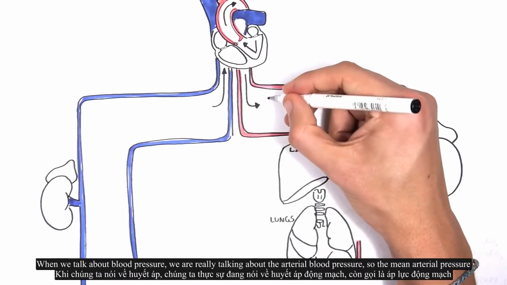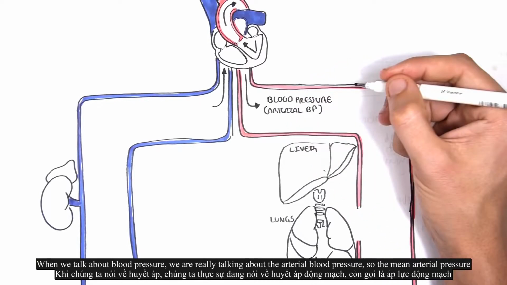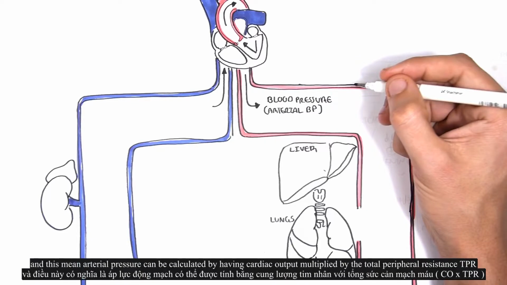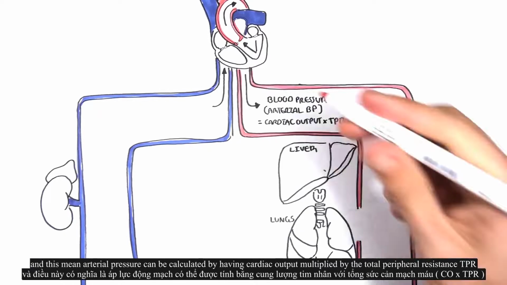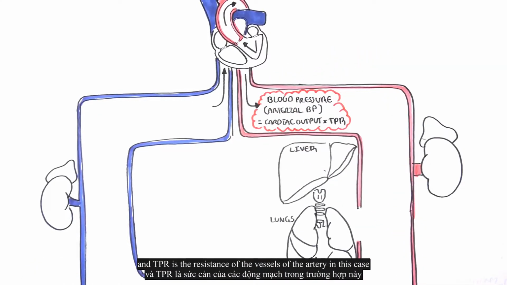When we talk about blood pressure, we are really talking about the arterial blood pressure, so the mean arterial pressure. And this mean arterial pressure can be calculated by having cardiac output multiplied by the total peripheral resistance, TPR. And TPR is the resistance of the vessels of the artery in this case.